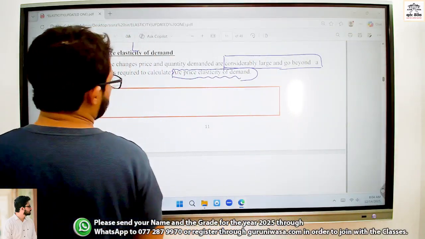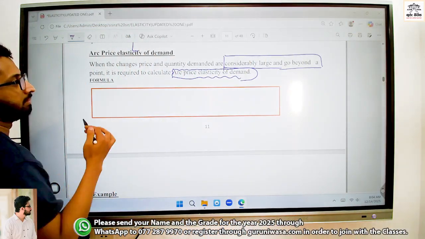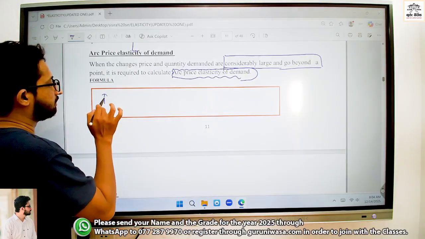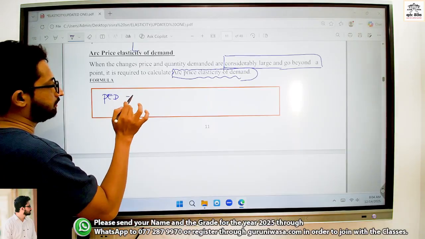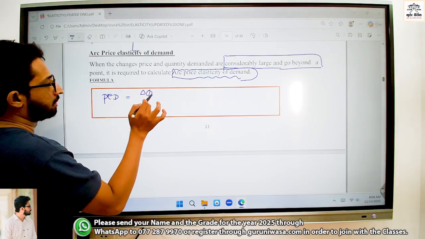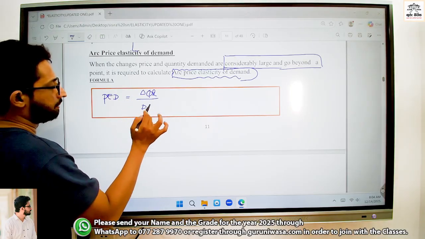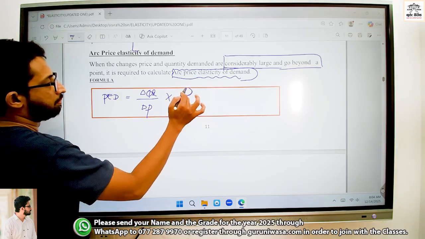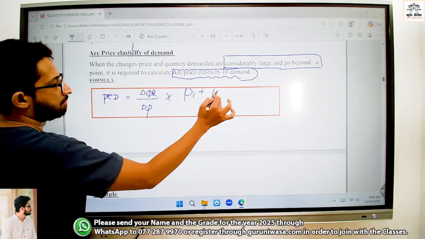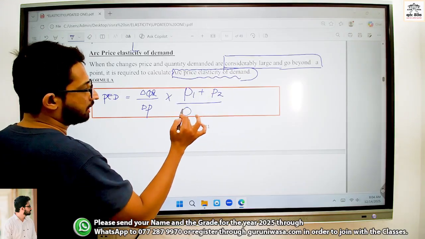Right. Write down the equation. We have already learned this now. Write down PED equals delta QD over delta P into (P1 plus P2) divided by (Q1 plus Q2).